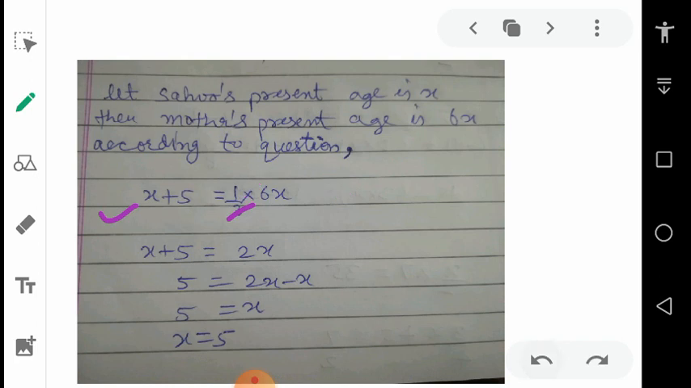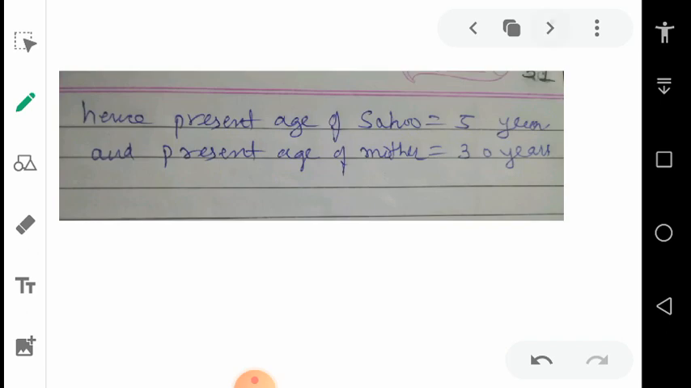So finally we write that x is 5. Now what was x? As you assumed in the beginning of this solution, x was the present age of Sahu. It means Sahu's present age is 5 years and the present age of the mother is 6 into 5, that is 30 years. So this is our answer, and to make sure this is correct you have to cross check the answer.